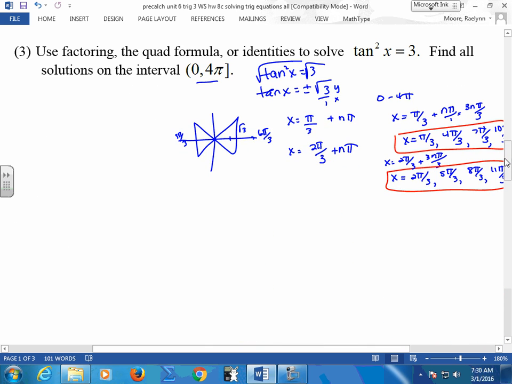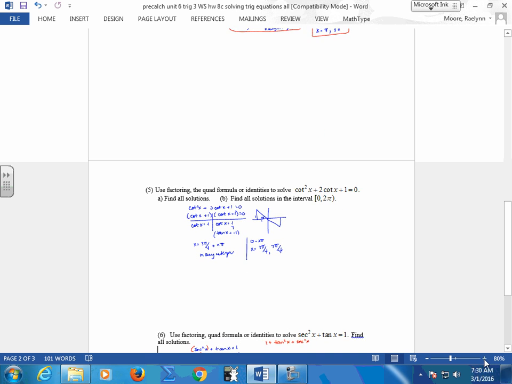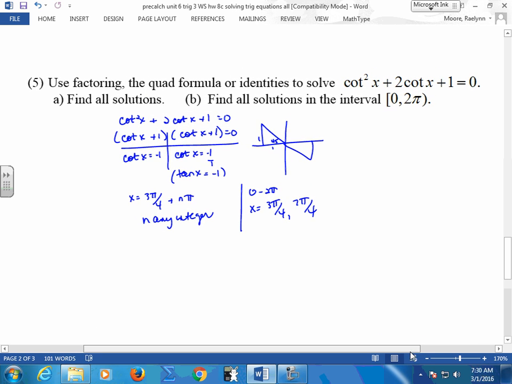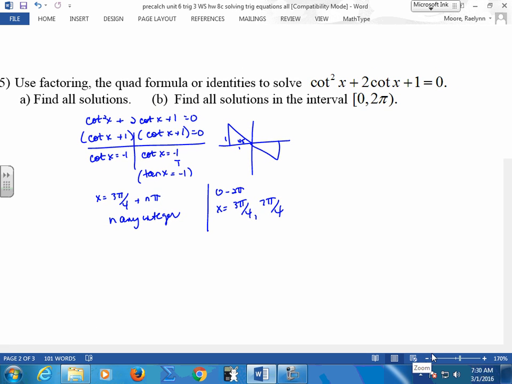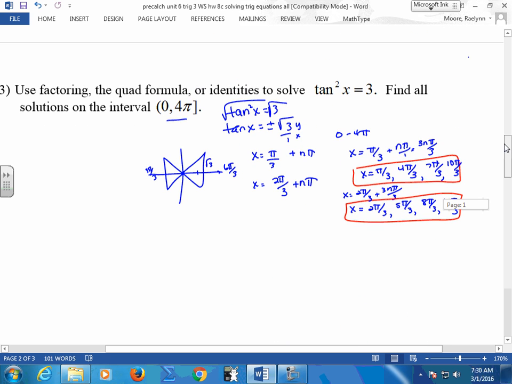Okay. Use factoring or use your quadratic again. Again, you can set it up the same way. Tangent, again, is going to end up with a period of pi. So do your first quadrant plus n pi, do your second quadrant plus n pi. And this one did ask for the solutions between 0 and 4 pi.